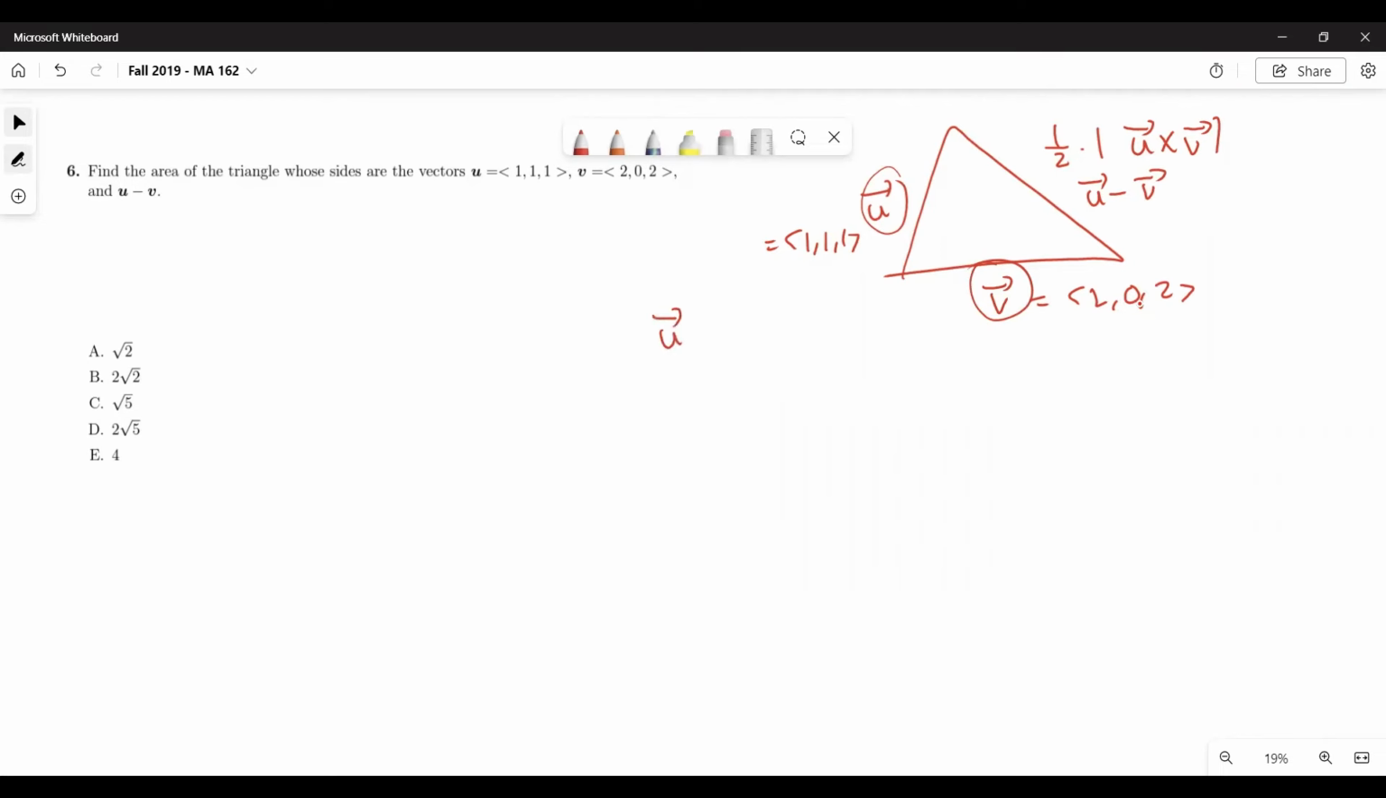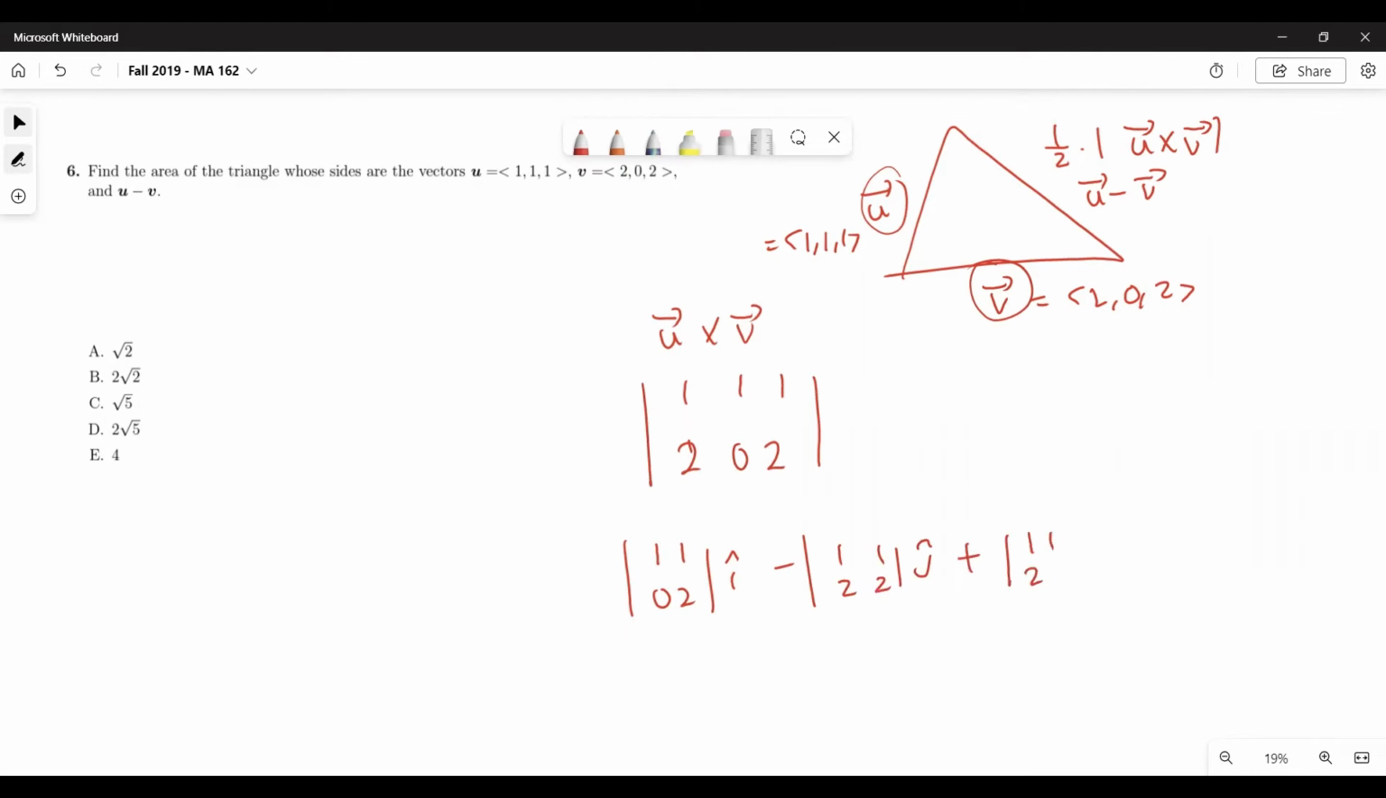So we're given U and B, and if you cross multiply U and B, this becomes the determinant of (1, 1, 1) and (2, 0, 2). So the i component will be (1, 1, 0, 2) i, minus (1, 1, 2, 2) j, plus (1, 1, 2, 0) k. If you calculate the determinant, this becomes 2i minus 0j plus 0 minus 2. So this becomes negative 2k, so this becomes (2, 0, negative 2).